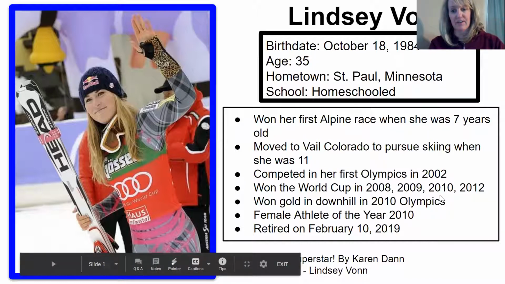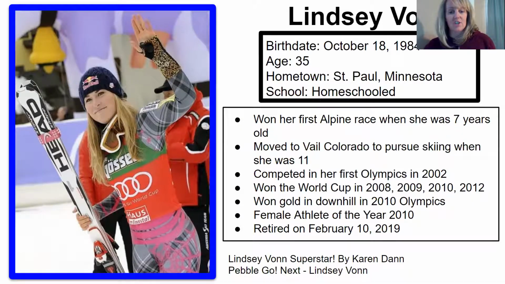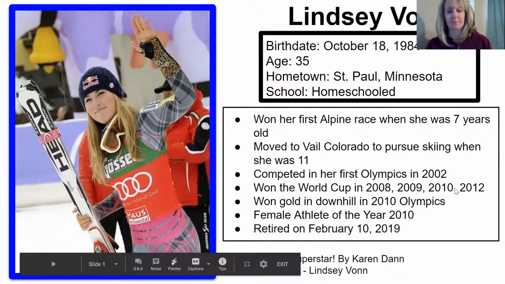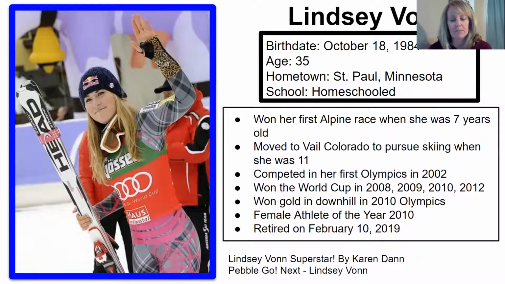And at the bottom, and this can be very small so that it doesn't take up much space, but down at the very bottom, it's important that you note where you got your information. So I got my information, you can see I noted 2 sources there. One, I got it from a book on Epic called Lindsay Vaughn Superstar by Karen Dan. So you can see that one down here. And then the other source that I used to get information about Lindsay Vaughn was Pebble Go Next from the section called Lindsey Vaughn. So if you get something from Pebble Go Next, it won't necessarily say an author. So it's okay if you just write Pebble Go Next and the name of the athlete that you researched.